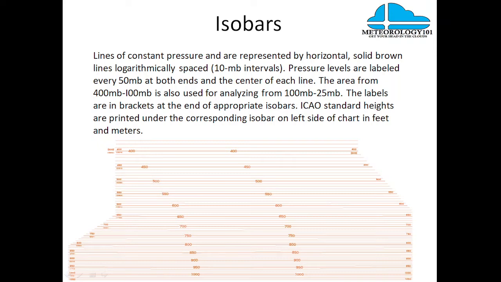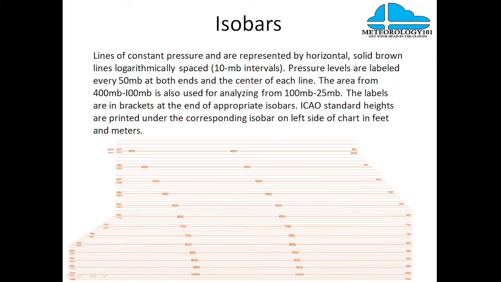The labels are in brackets at each end of the appropriate isobars. The ICAO, that's your standards for aviation weather. For that station, it's the weather station standards, and the heights are printed under the corresponding isobar to the left side of the chart, in feet and meters. So these are standard heights.